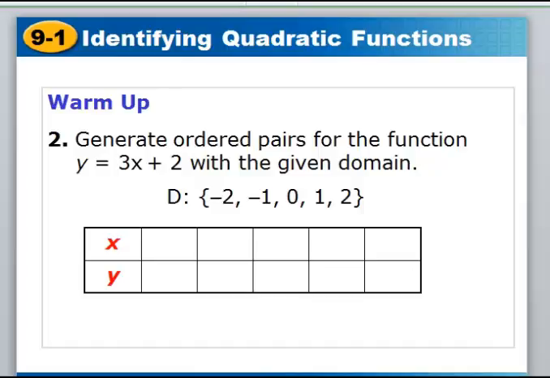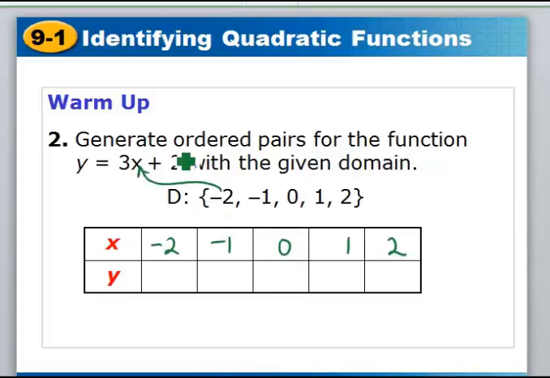The other thing we want to review today is finding the domain of a function. Actually, for this, they give me the domain, so we're not quite to finding the domain and range and reviewing that. But what we're going to do is generate the ordered pairs given this domain. So I'll go ahead and put in negative 2, negative 1, 0, 1, and 2. And then what I can do to find the y values is just simply plug those in.